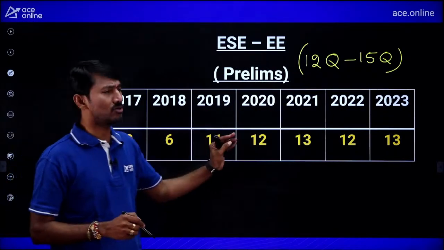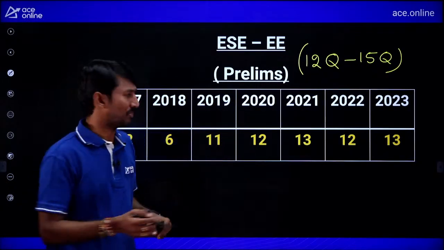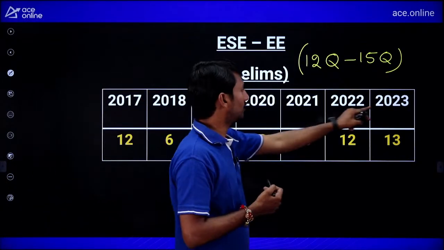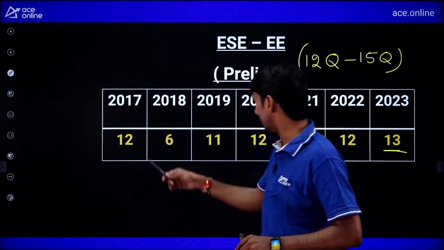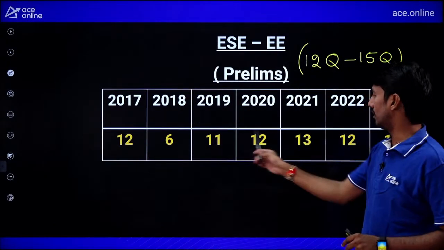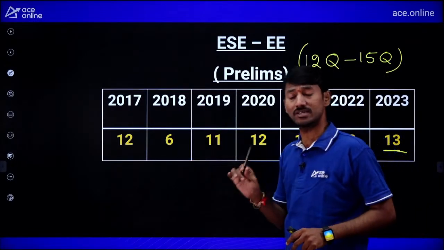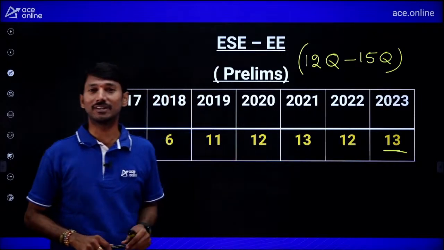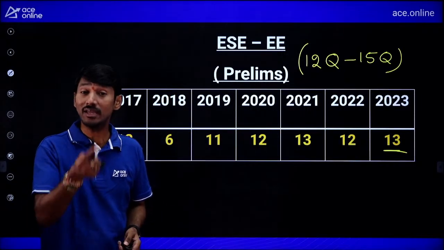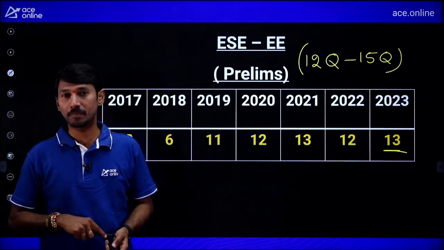And here also you can score this very easily. See, 2017 to 2023, latest weightage is 13. And see here, sometimes it has gone to 12, 13, only one time it has gone to 6, but generally 12, 13, check it here. 12, 13 is a general weightage in ESE electrical paper prelims, right?